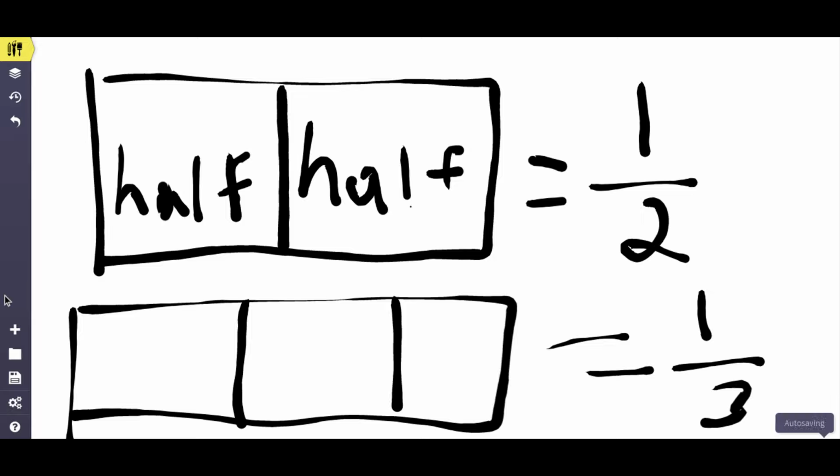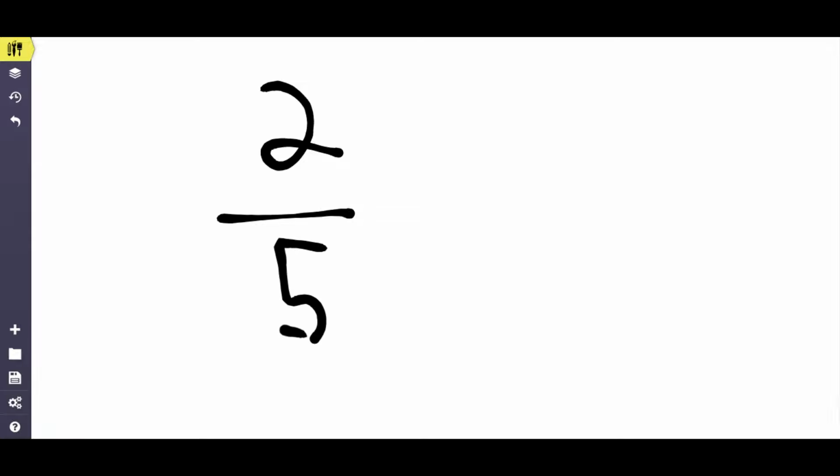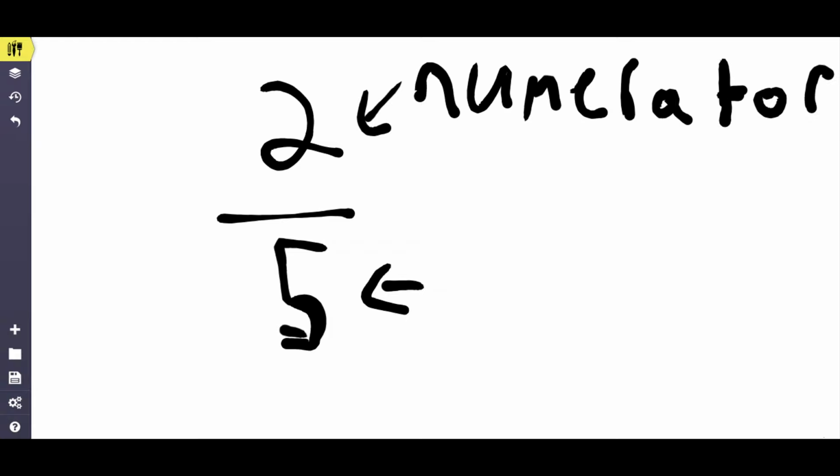But also you need to know basically the anatomy, or the terms you call them. So this is a basic fraction, 2/5. Simple. So this would be called a numerator. And then the bottom part will be called a denominator.